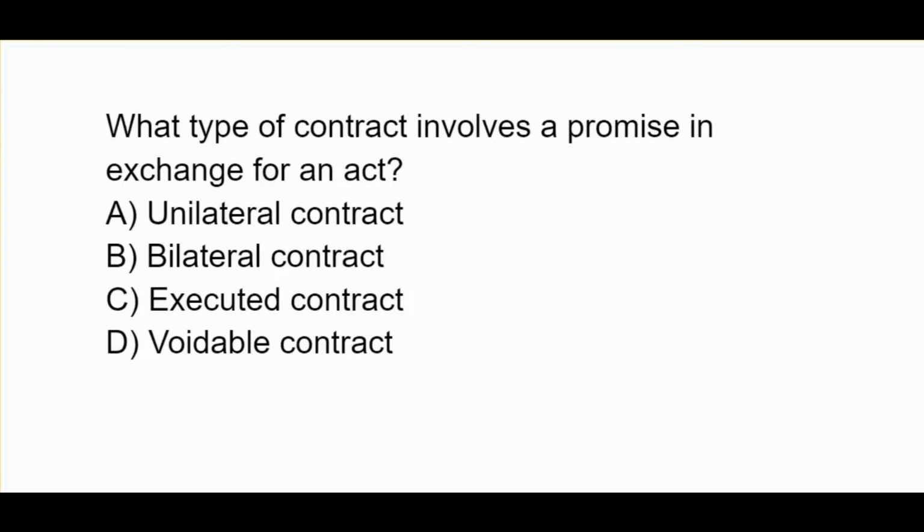What type of contract involves a promise in exchange for an act? A. Unilateral contract. B. Bilateral contract. C. Executed contract. D. Voidable contract.